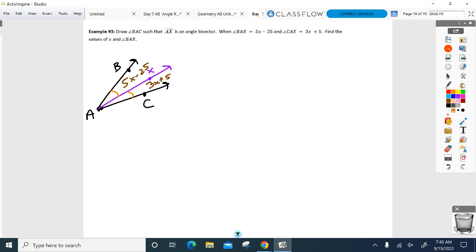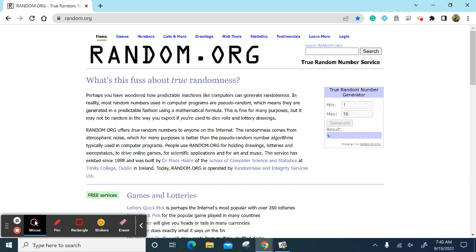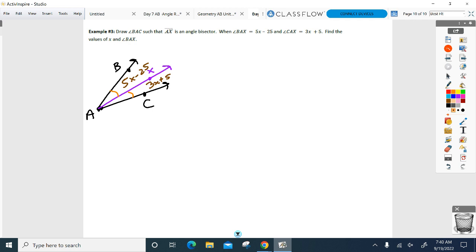Find x. So I need an equation to set up from somebody right now. We just went over what an angle bisector is. Need an equation to set up. Here we go. 7. 5x minus 25 equals 3x plus 5. Awesome. They're equal to each other. 5x minus 25 equals 3x plus 5. Go and solve.